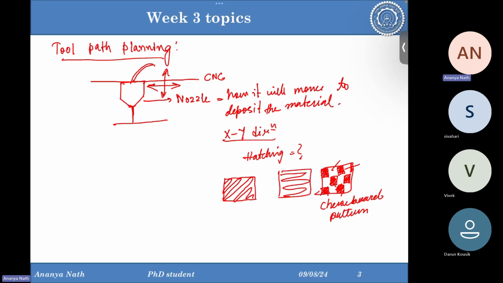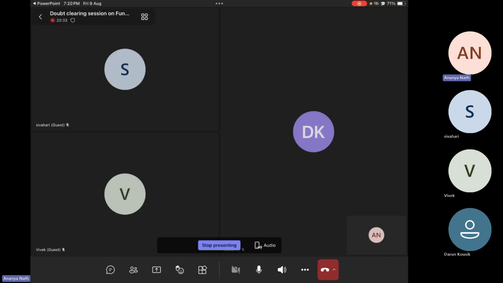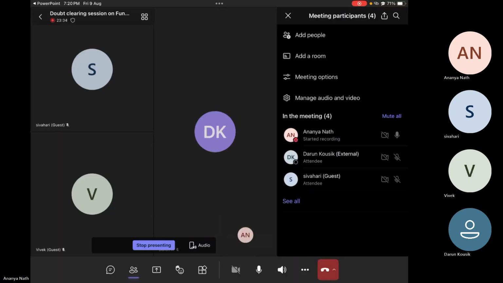So how the hatching will be, how the infill will be, that is how the tool or the nozzle will move. So the tool or nozzle path planning is also important in any additive manufacturing process.